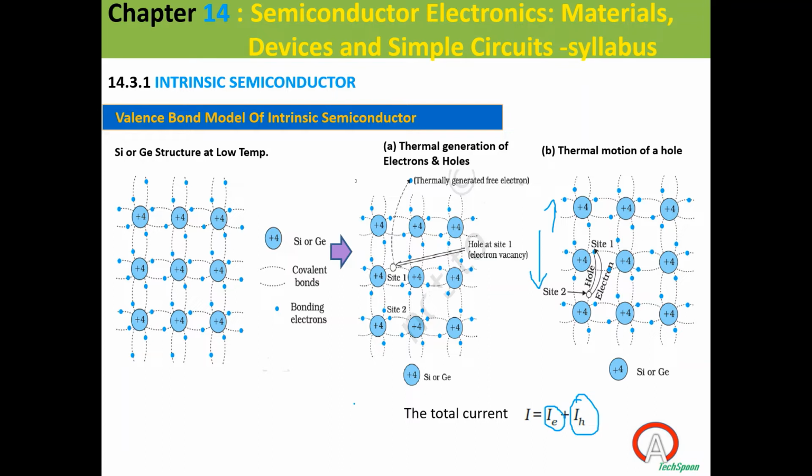The number of electrons generated and the number of holes generated will be equal, and the total current in an intrinsic semiconductor is I = IE + IH, electron current plus hole current. Clear?